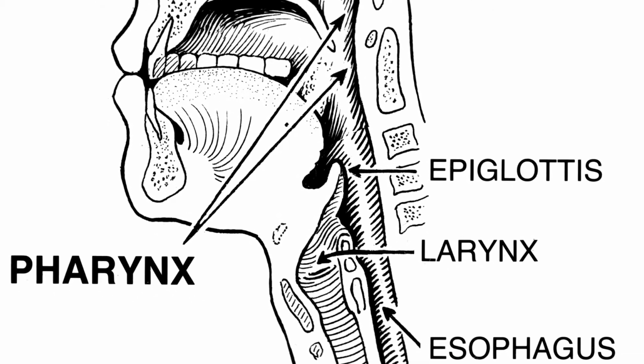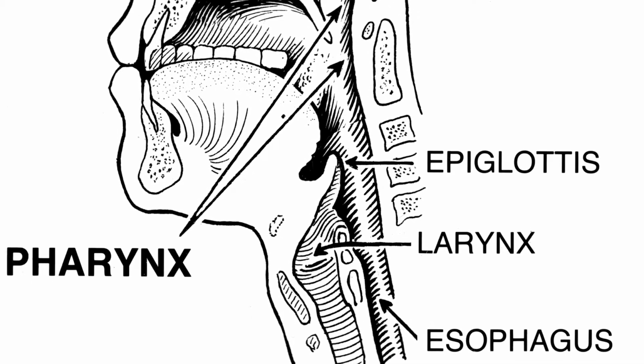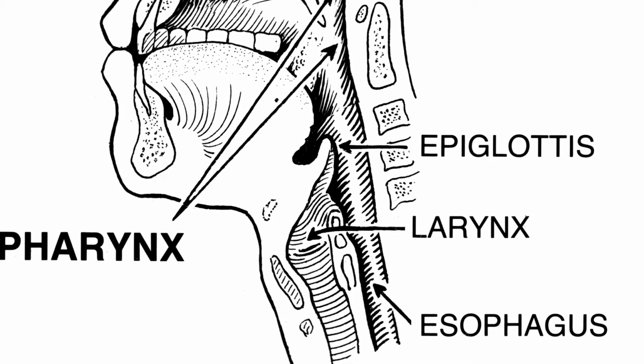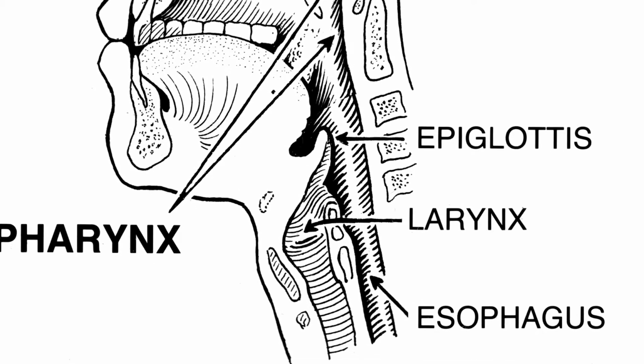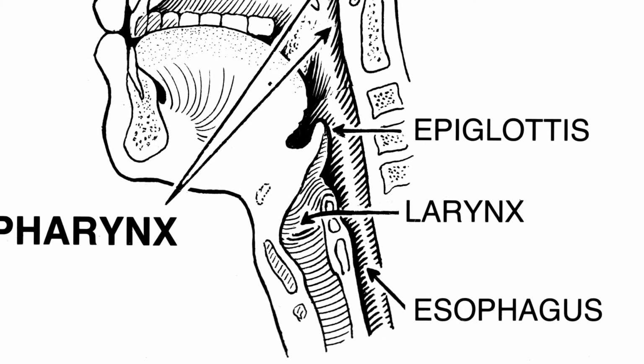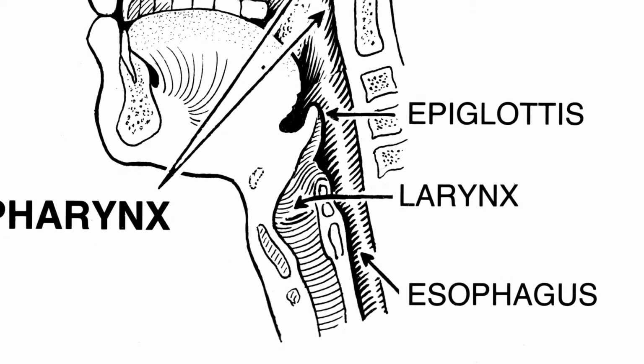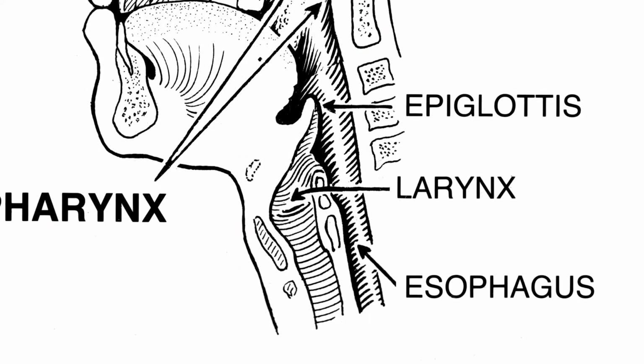The material passes over the epiglottis, which is a flap that covers the trachea in order to prevent choking, and then to the esophagus, which is a short muscular tube that connects the mouth and stomach. The muscles that line the esophagus are called peristalsis, which contract in waves.